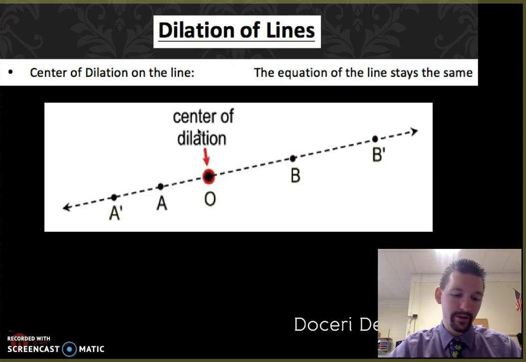So if you're looking here, you have A and B a certain distance from that center of dilation. Well, if this is dilated by a scale factor of 2, A is going to become 2 times as far away. B is going to become 2 times as far away. And you'll notice those are all still in a straight line, so the equation of the line will still be exactly the same.